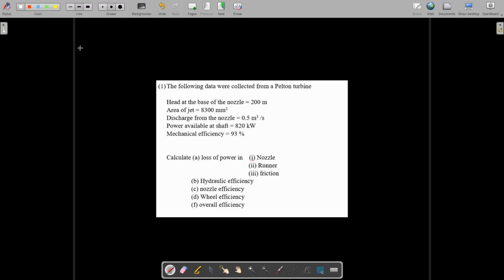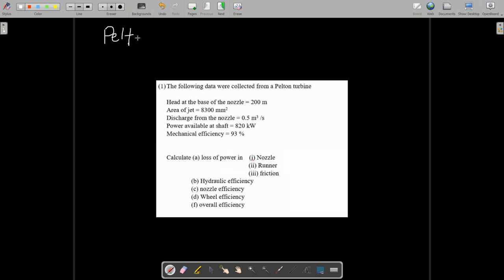Welcome back aspirants on MacTech 40, and today we will solve one question of Pelton turbine or Pelton wheel. This question is based on a previous year GATE question. Here I have written in the question, as you can see here, A, B, C, D, E, F.